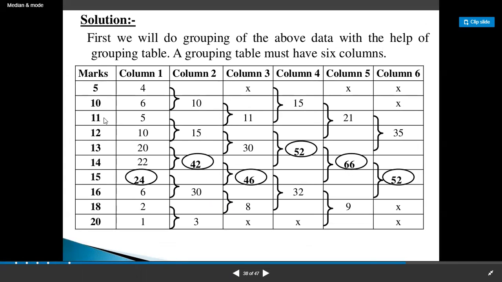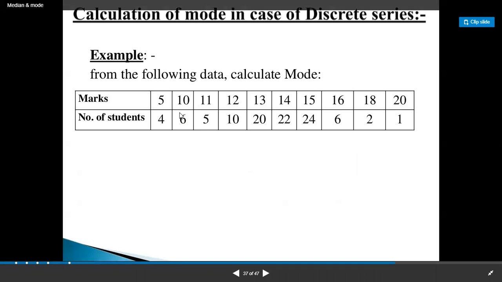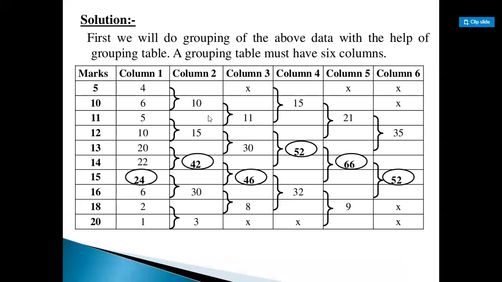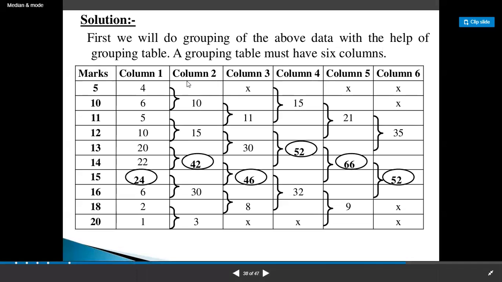We have to arrange the marks 5, 10, 15, 20, 5, 10, 11, 12, 13, 14, whatever marks are given to us here. And then in the first column, we have to write the number of students, that is, the original frequency. Now in column number two, we start from the very first row and add two at a time: 4 and 6 equals 10, 5 and 10 equals 15, 20 and 22 equals 42, 24 and 6 equals 30, and 2 and 1 equals 3.